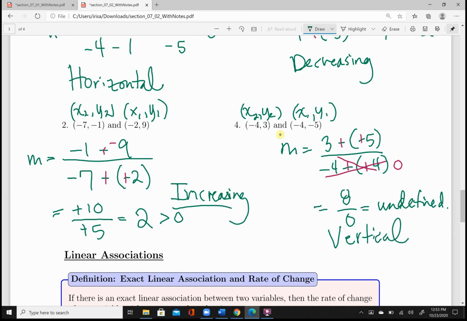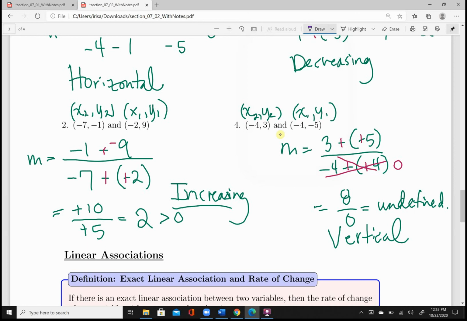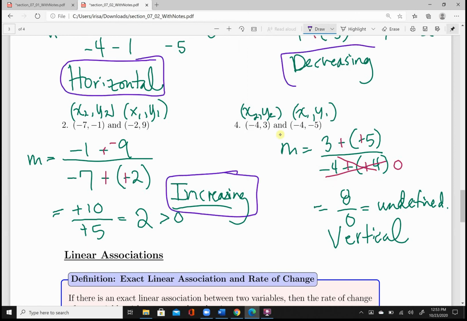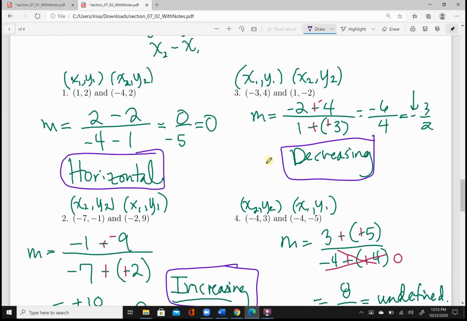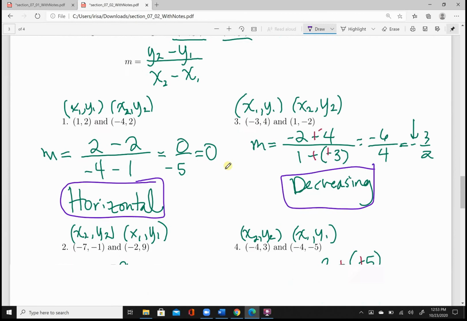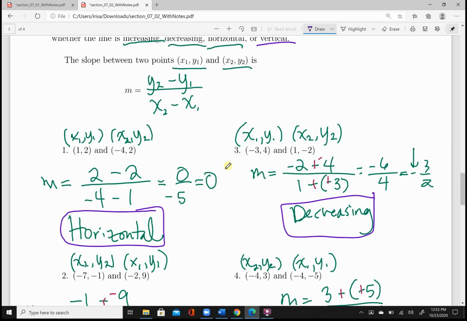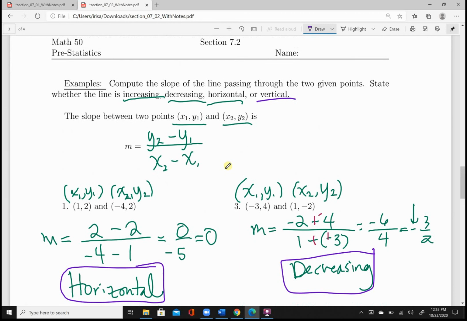And lines with undefined slope are vertical. Okay, so those are my conclusions. Let me go ahead and box them up in this other color, purple. Horizontal, increasing, decreasing, vertical. And then I have them all. I found them all. There's my vertical. Cool. Done.